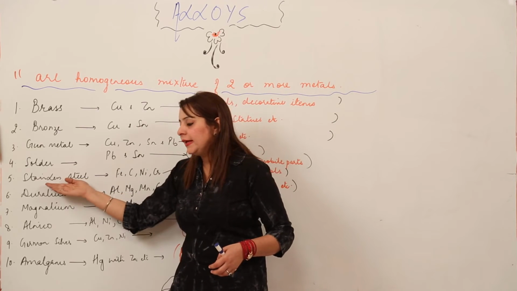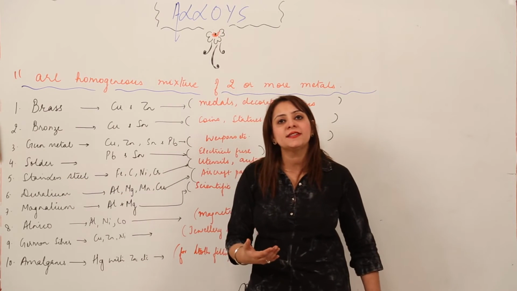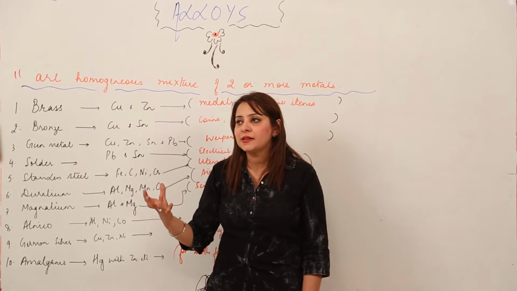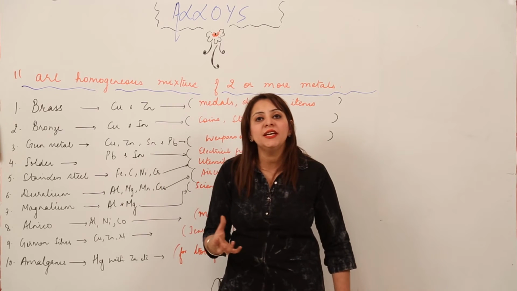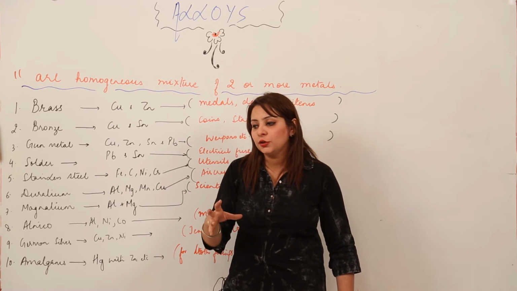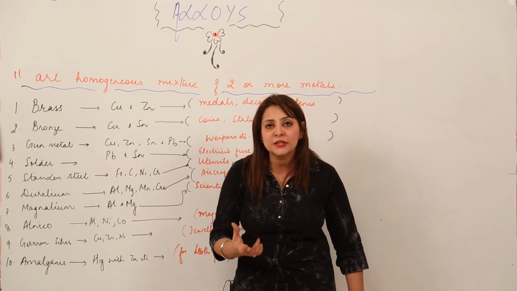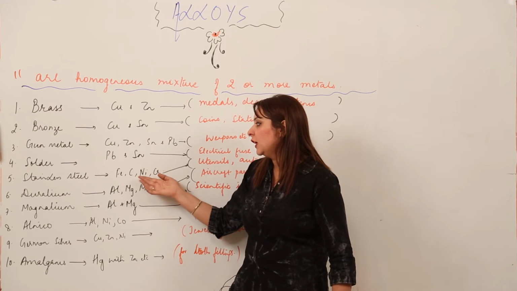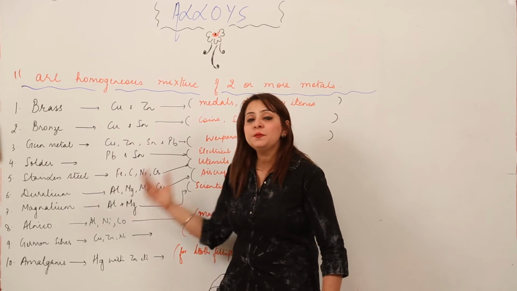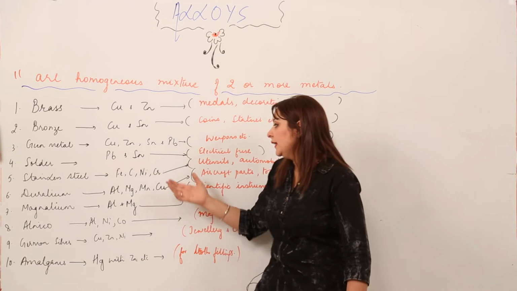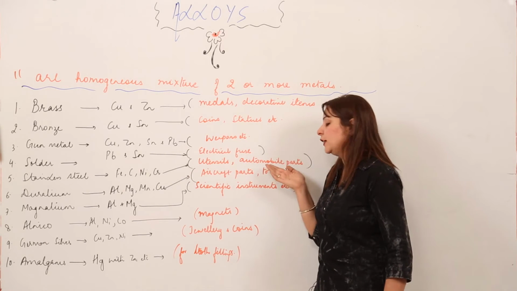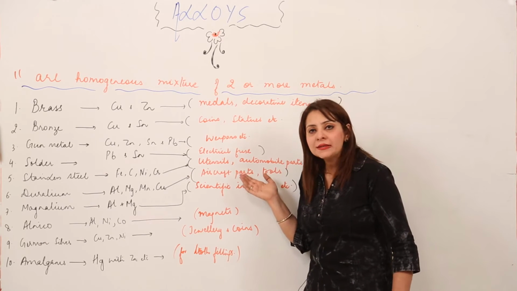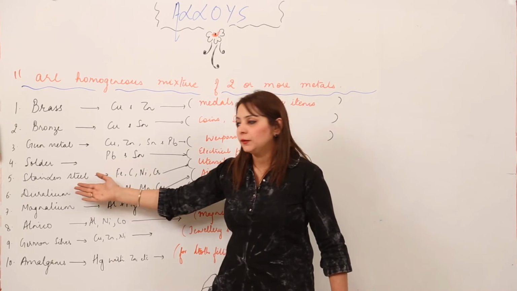Next is stainless steel. As you all are familiar with stainless steel, because most of the items which we are using in the kitchen, that means the utensils, are made up of mostly stainless steel. In it the iron is mixed with carbon along with nickel and chromium. It makes the iron corrosion free, and that is why it is used in making utensils, and moreover it is used in making automobile parts as well. So this is stainless steel.